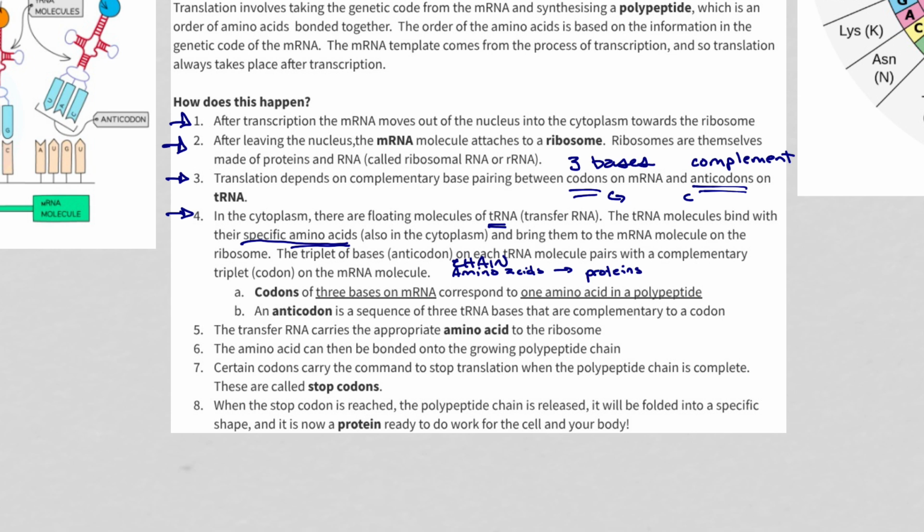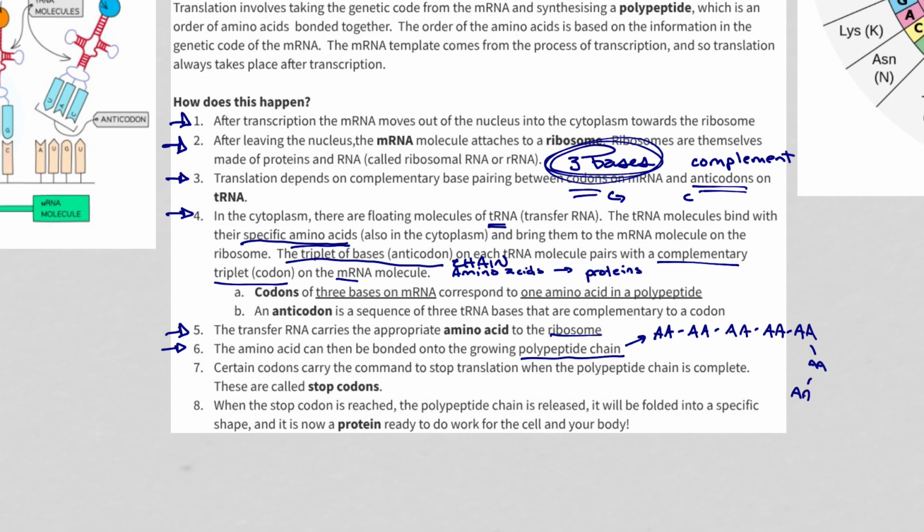Each triplet of bases on the anticodon pairs with a complementary codon on the mRNA. And those codons are 3 bases. The transfer RNA brings the amino acid over to the ribosome. The amino acid can then be bonded onto this polypeptide chain. A polypeptide chain is a chain of amino acids. Amino acid, amino acid, amino acid, and so on. This whole chain is what we call a polypeptide chain.